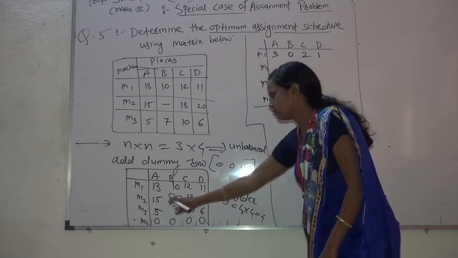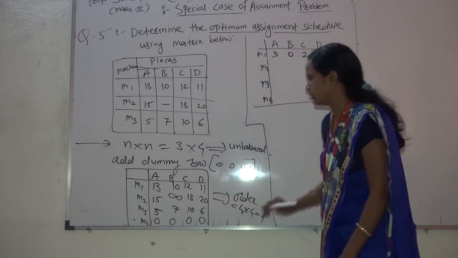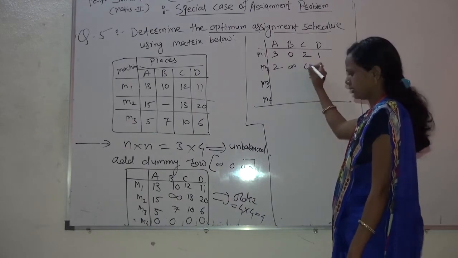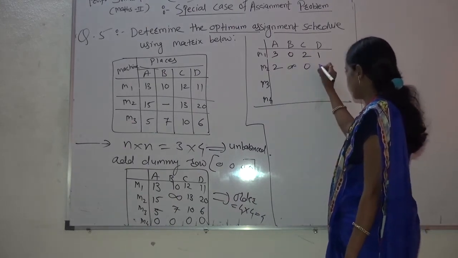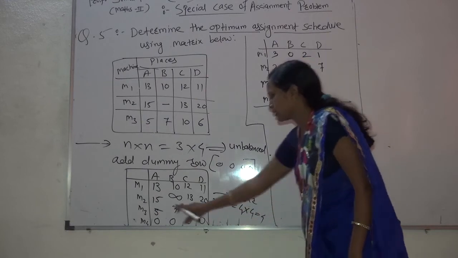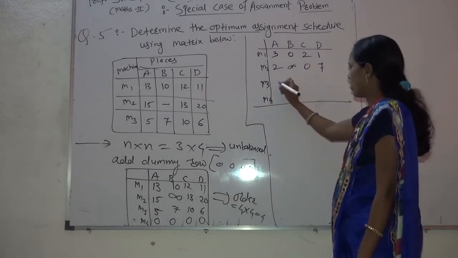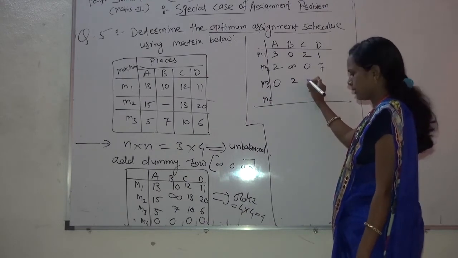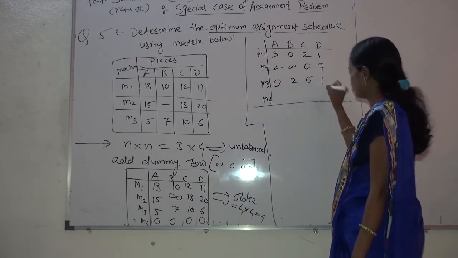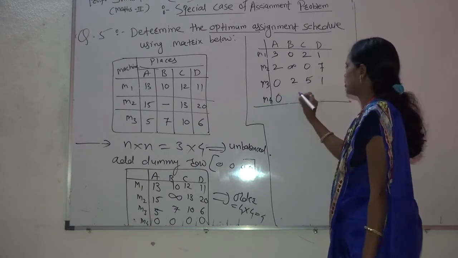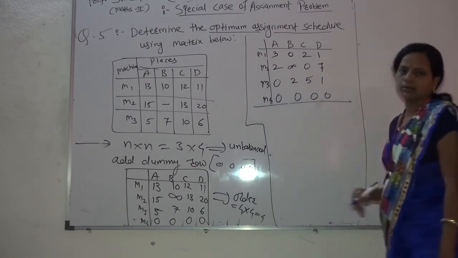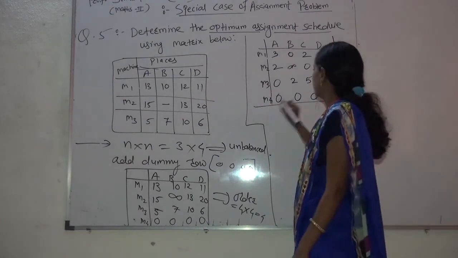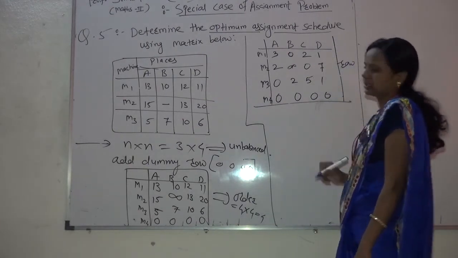Infinity is the largest number. Which is the smallest number then? 13. So 15 minus 13 is 2. Infinity as it is. 13 minus 13 is 0. 20 minus 13 is 7. Next smallest element is 5. 5 minus 5 is 0. 7 minus 5 is 2. 10 minus 5 is 5. 6 minus 5 is 1. And then again here 0 0 0 0. This is our next step. Now this step we call the row reducing method.